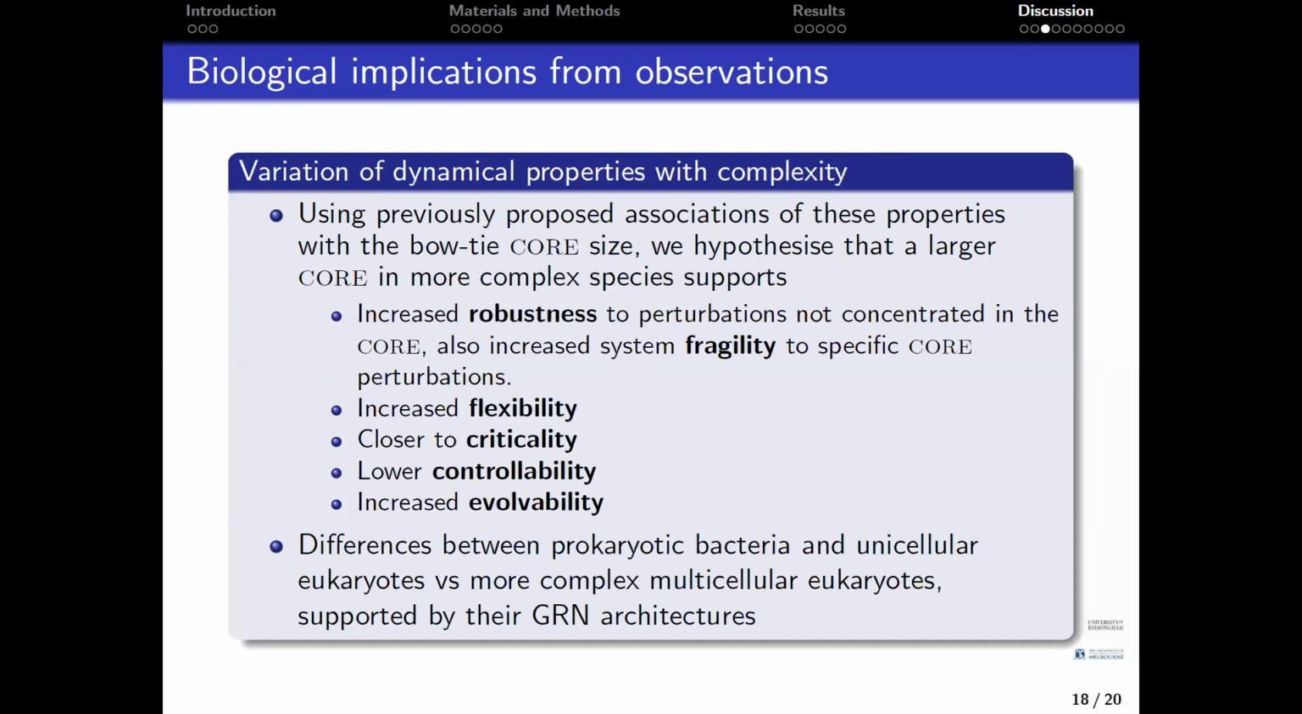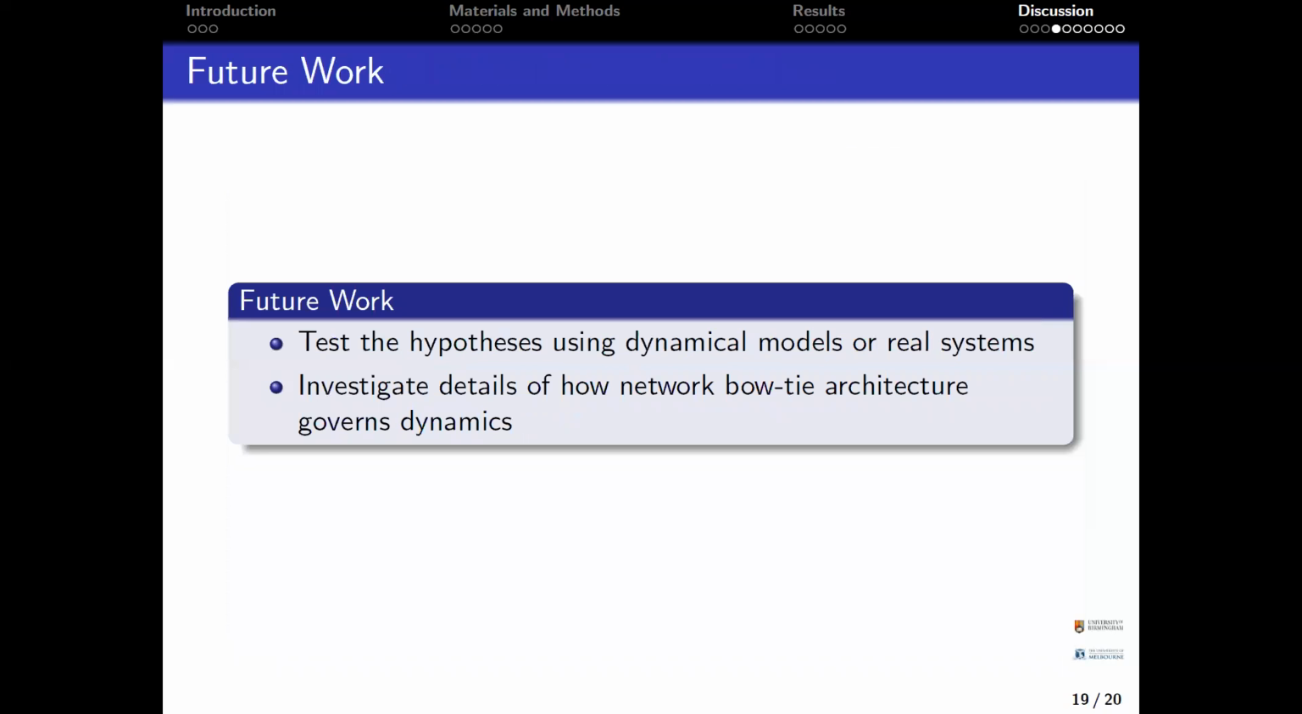And we also speculate differences between groups of organisms, where on one side we have prokaryotic bacteria and unicellular eukaryotes, for which higher controllability is beneficial. And on the other side, you have more complex multicellular eukaryotes, for which increased flexibility and behavior closer to criticality, and in the long term, increased evolvability, are important requirements. And all these requirements are supported by their respective GRN architectures.